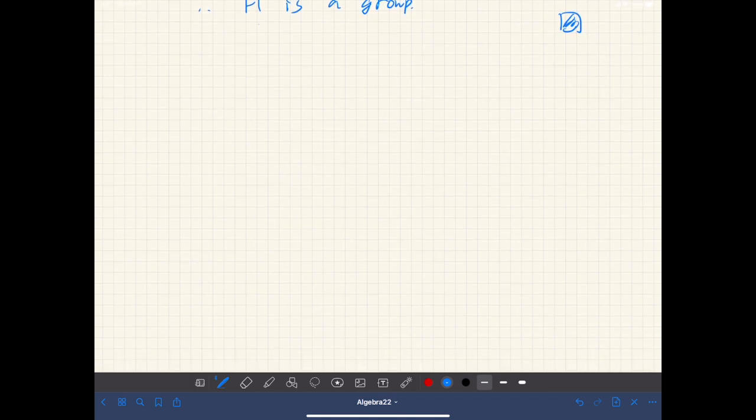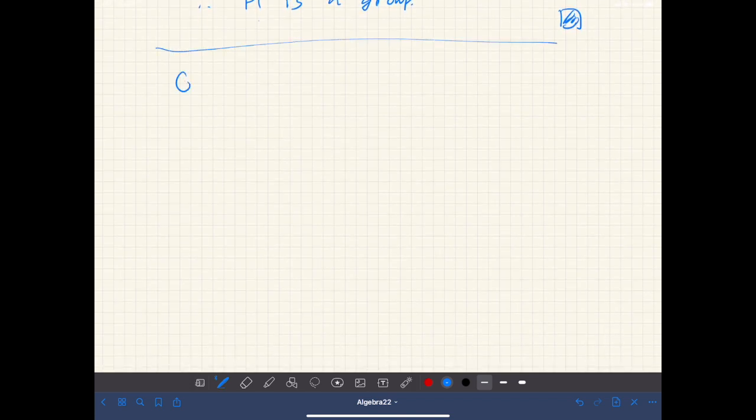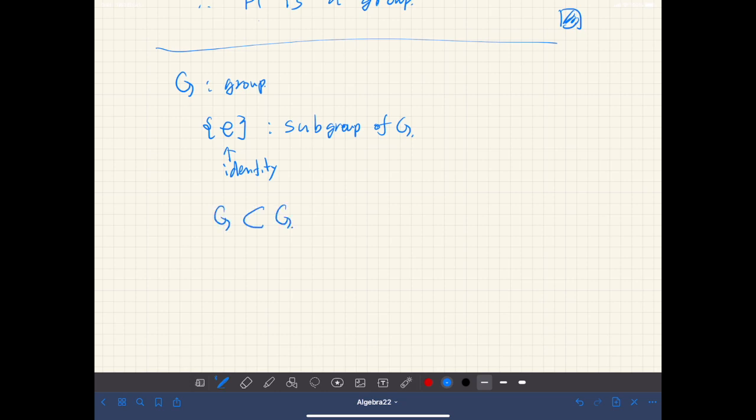Here are trivial examples of subgroups. Let G be any group. The subset of G consisting of only one element, that is the identity element, is a subgroup of G. And also, G itself is a subset of G, which is a group, of course. So these two are trivial subgroups.